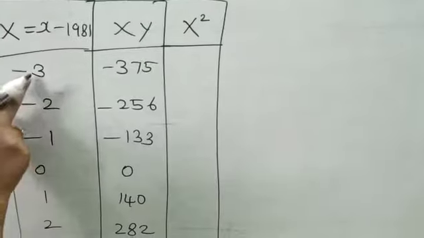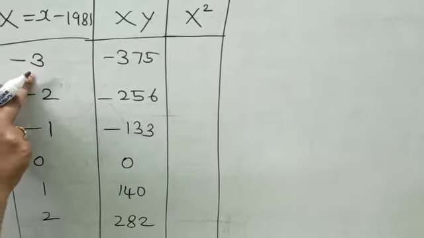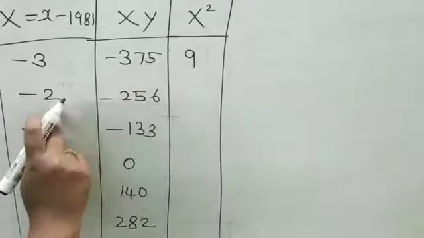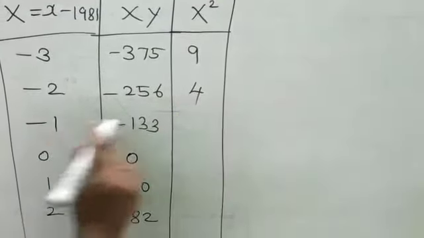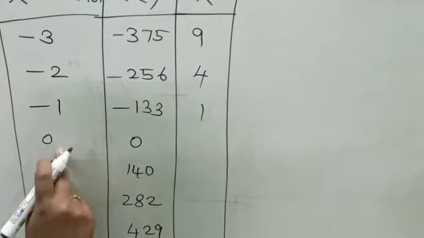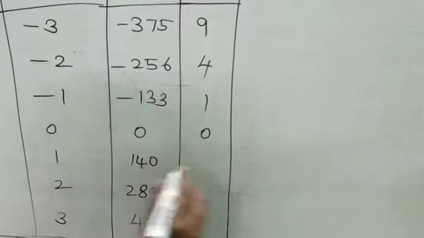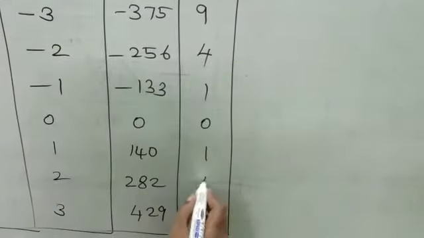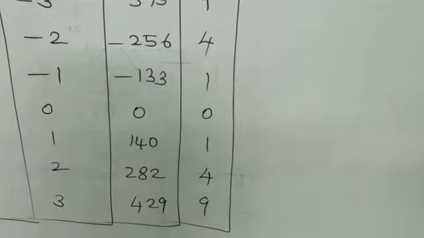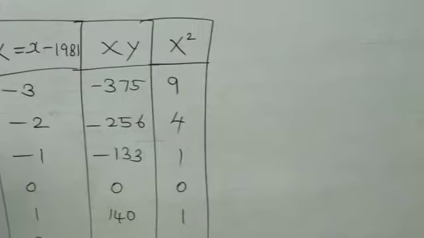Next column is our capital X square column. Capital X is minus 3, minus 3 the whole square is 9, minus 2 whole square is 4, minus 1 whole square is 1, 0 square 0, 1 square 1, 2 square 4, 3 square 9. Next, we are going to find a and b values.